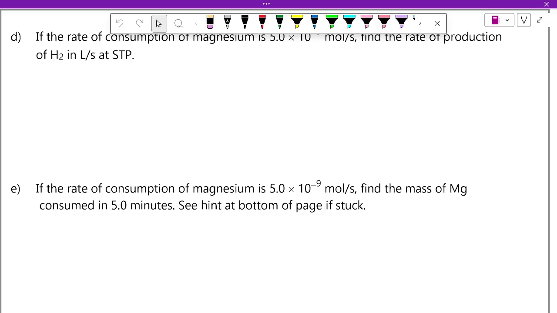Okay, so this is on page 15 and it's number 2E. Did I press record? Yes, I did. Okay, good.